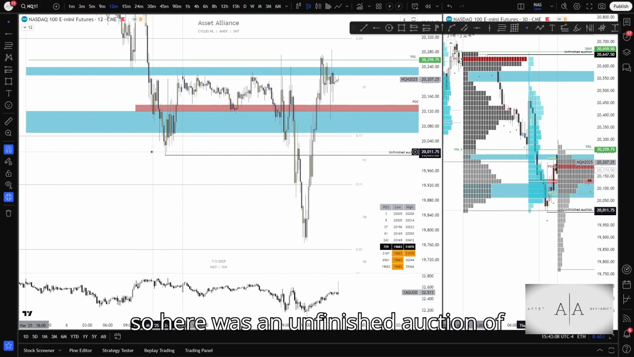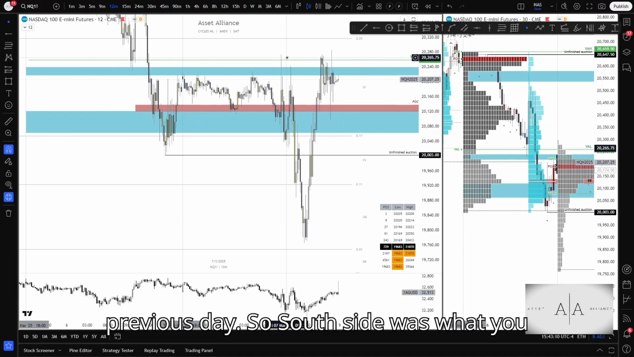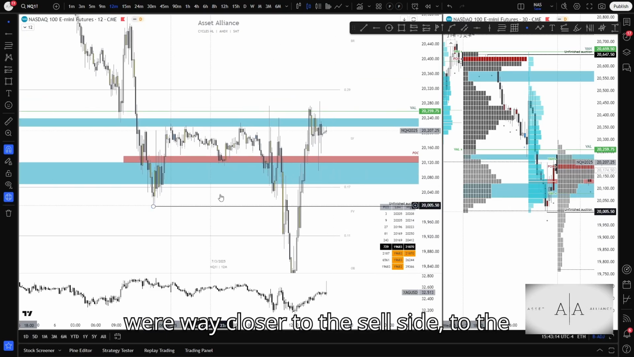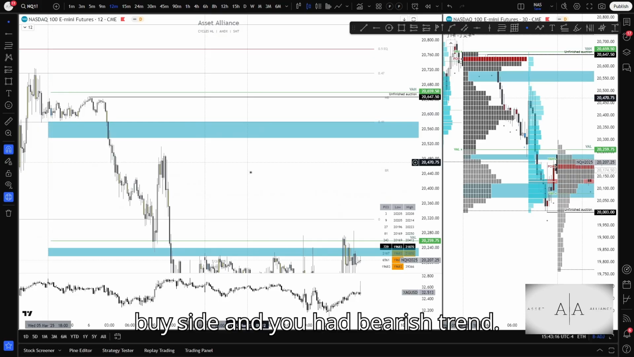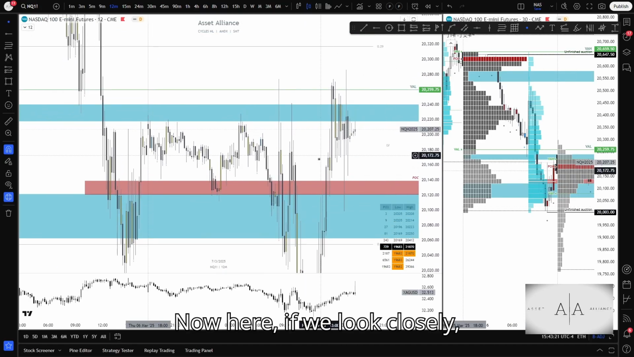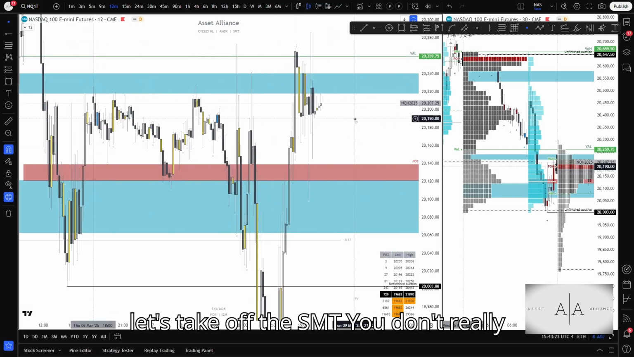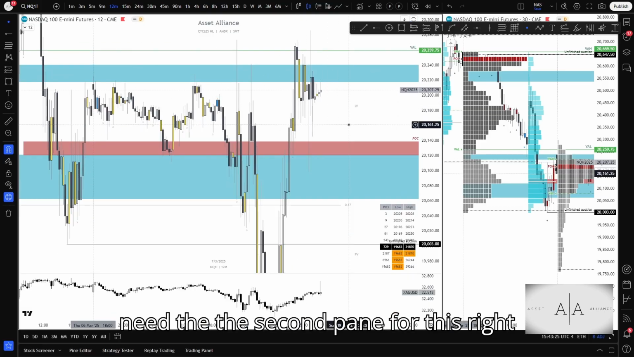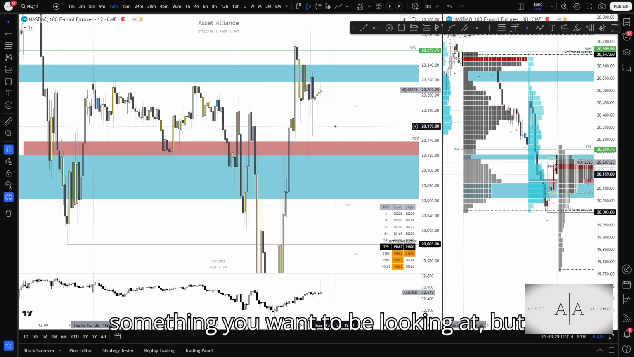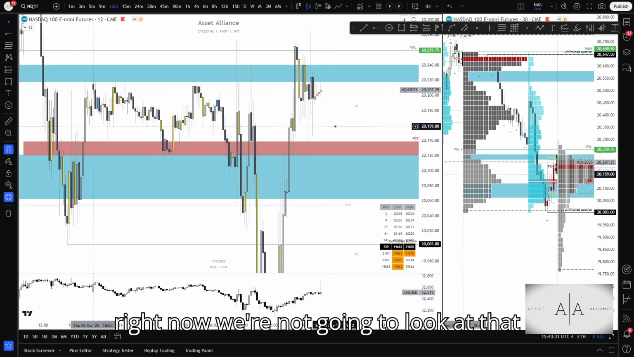So here was an unfinished auction of previous day, so sell side was what you wanted to go and take, right? You were way closer to the sell side than the buy side, and you had a bearish trend. Now here if we look closely, let's take off the SMT. You don't really need the second pane for this right now. SMT is always going to be something you want to be looking at, but right now we're not going to look at that for now.